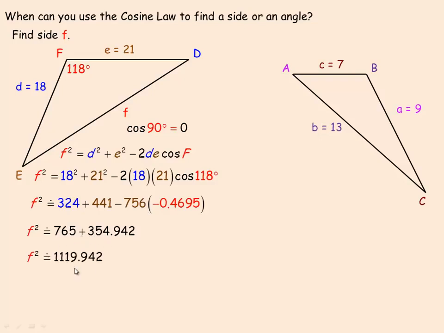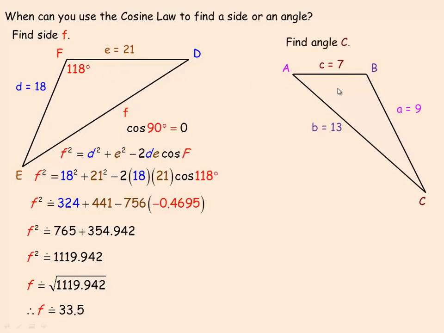So we add these together, we get 1119.942, and then to find side f, we take the square root of that. So side f works out to be about 33.5. So that's how you find a side using the cosine law. You need to know the other two sides and the angle between them.